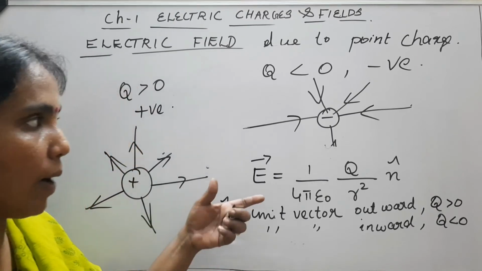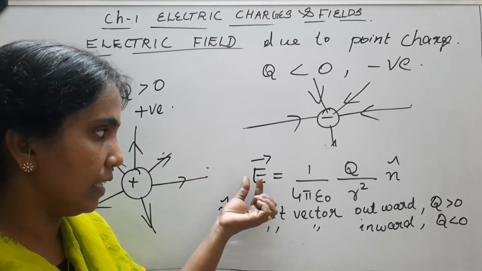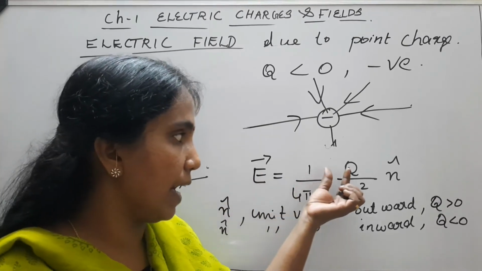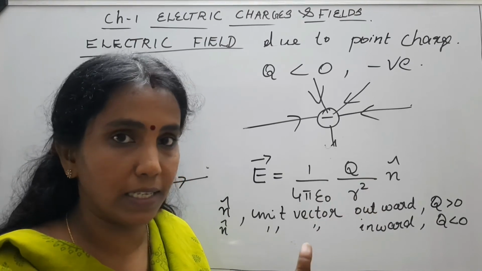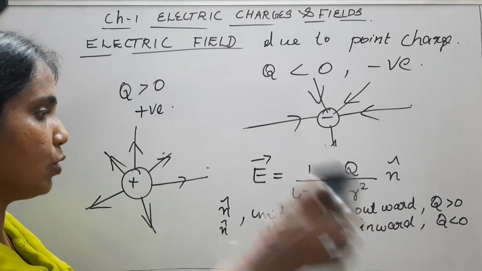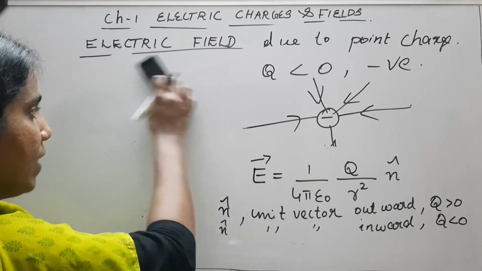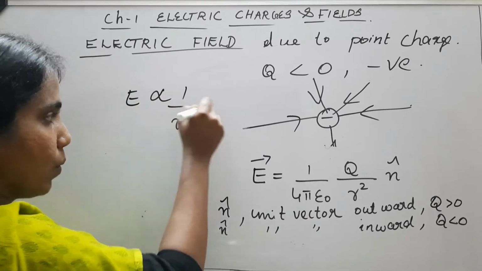Now about the magnitude, one more thing we will say. We already said magnitude of electric field is directly proportional to the charge and inversely proportional to the distance. So for a given charge, E is inversely proportional to R square, square of that distance. E is inversely proportional to R square.